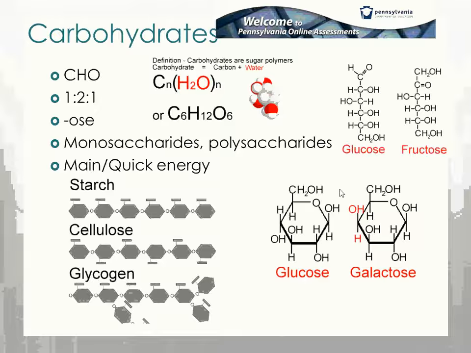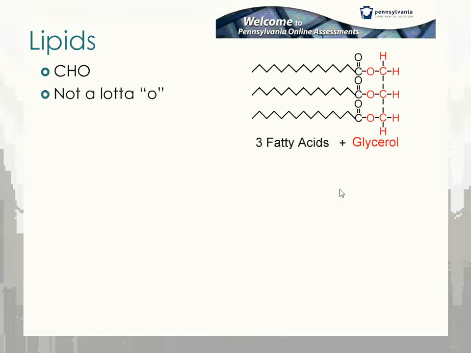Carbs are used as your main source of energy and your quickest source of energy. If you're running, you're going to first tap into your carb supply, break those down to get some ATP. It's not until later on that you would go to your lipids. So lipids are CHO with not a lot of O. There's a much higher number of carbons and hydrogens than oxygen.